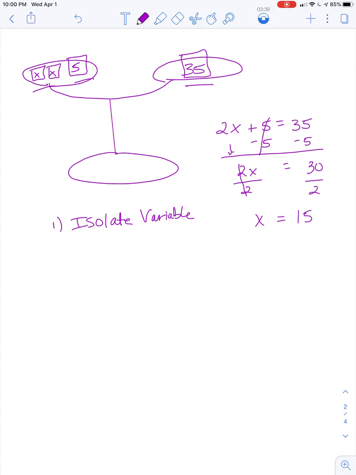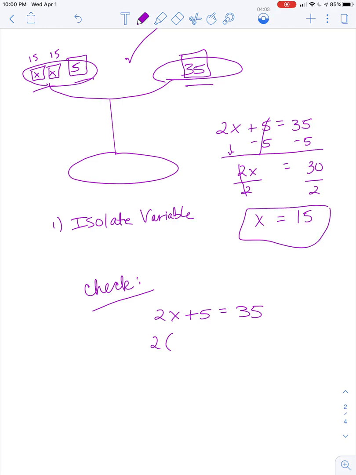So that's saying that each one of these blocks up here is 15. Well, would that be true? 15 plus 15 is 30. Plus 5 is 35. So it does seem to check out. So how do we check that? It's a good idea to check it to make sure that you actually have arrived at the right answer. So I'm going to rewrite the problem down here, and I'm going to substitute now in for x.